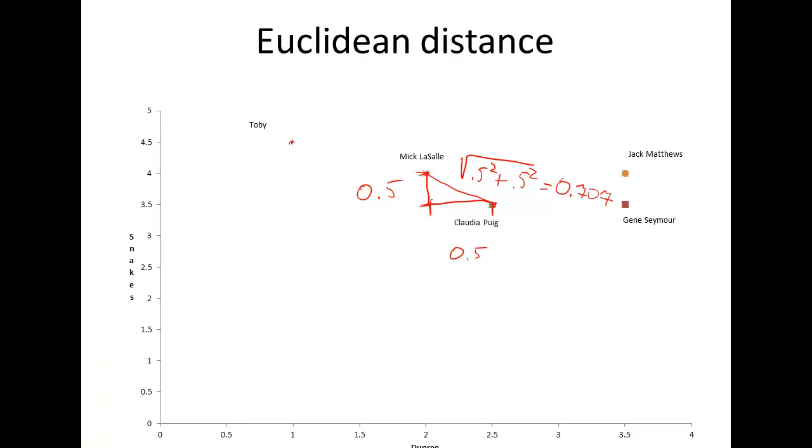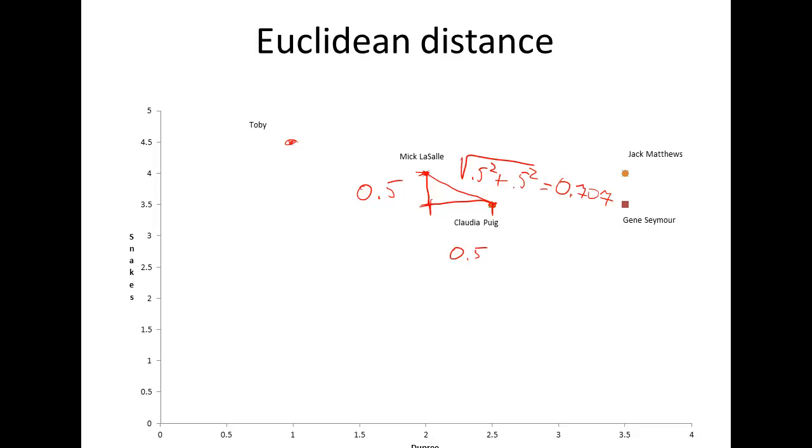This eventually means that we'll have to be drawing a lot of right triangles. There's going to be a right triangle between Toby and Mick Lasalle, Toby and Claudia Puig, and so forth. So all the combinations will have to be calculated in order to get to know how far everyone is from everyone. But there was one important simplification that we did right here. We only considered two movies, Dupree and Snakes on the Plane. The reason we did it was we wanted to get a nice two-dimensional display going.